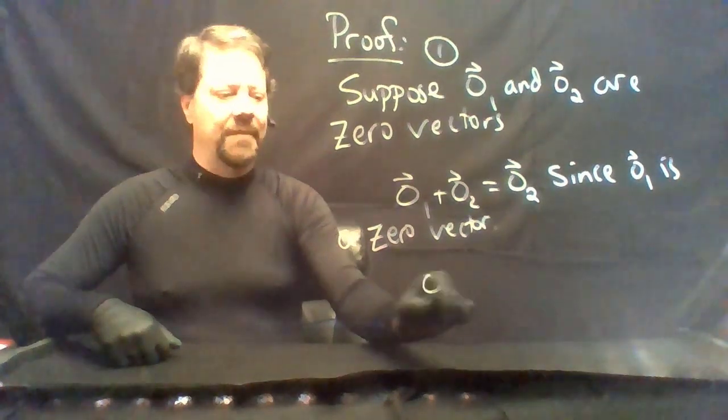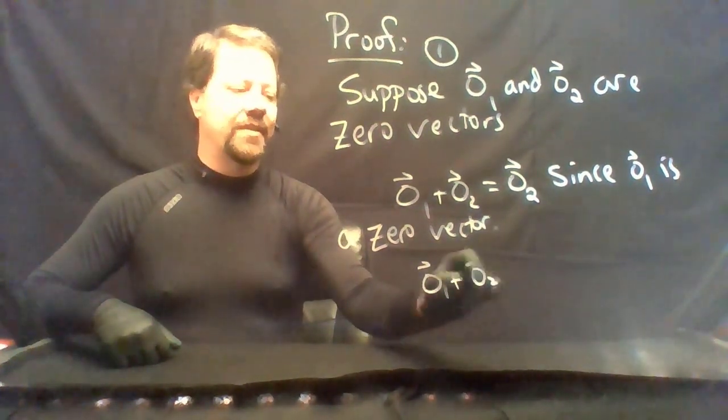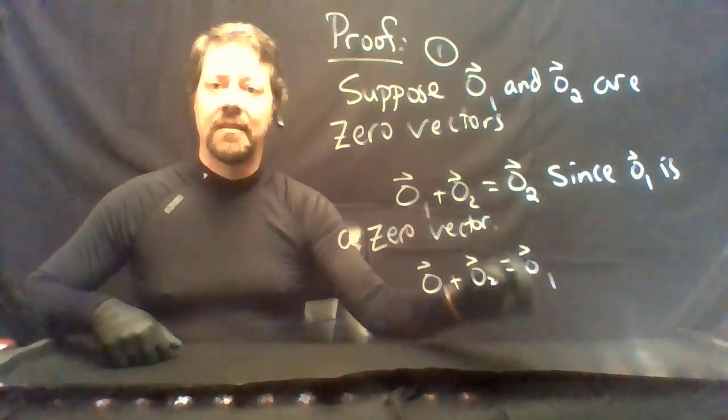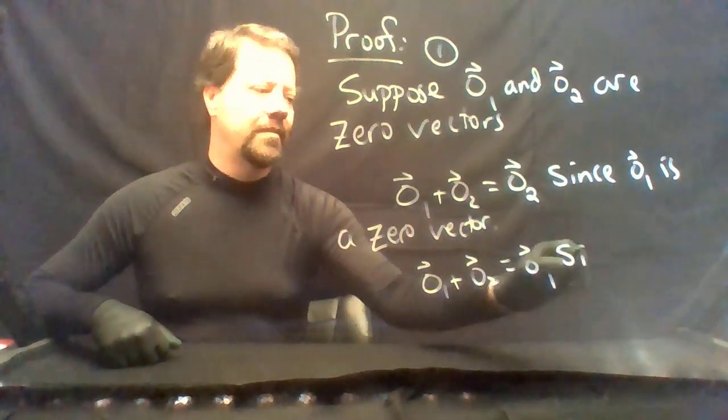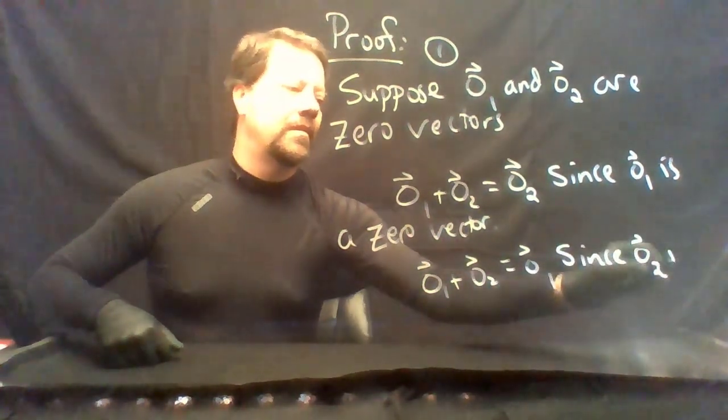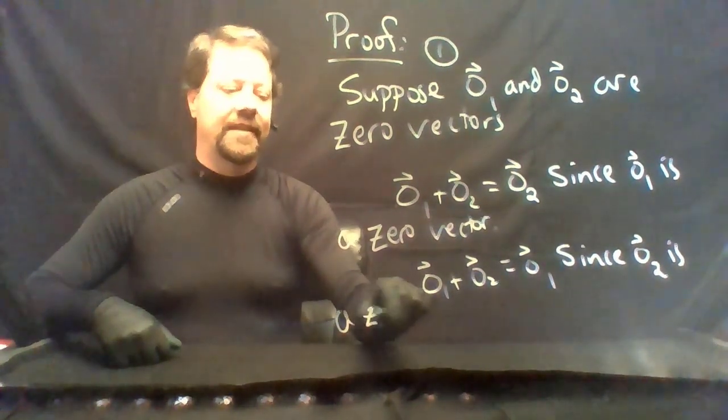But by the same argument, 0₁ plus 0₂ had better be 0₁, since 0₂ is a zero vector.